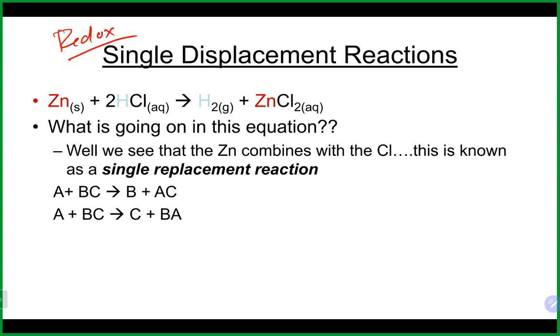And in a single replacement, you have basically an ionic compound. So that's how you know. And you have something that is uncombined by itself, like a metal. And normally a metal here by itself will have no charge, as we've been talking about. And what will happen here is the metal will come in and kick out the positive guy. And when it kicks out the positive guy, that is when it'll get a charge. And it will make a new ionic compound.